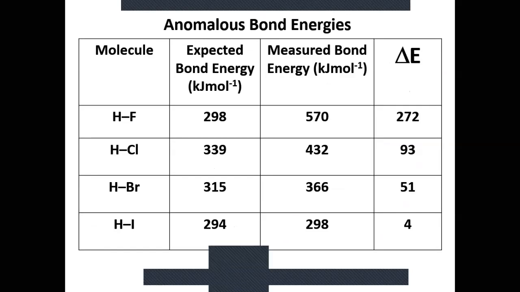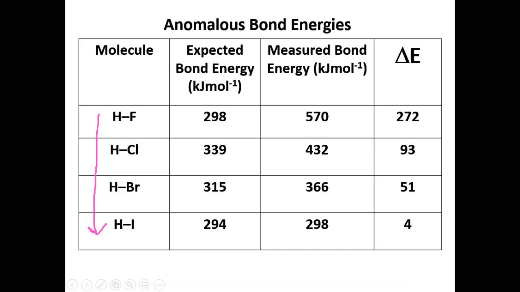And the reason it decreases is because as we go down, the bonds are less polar. So this average only works when you have a non-polar bond.